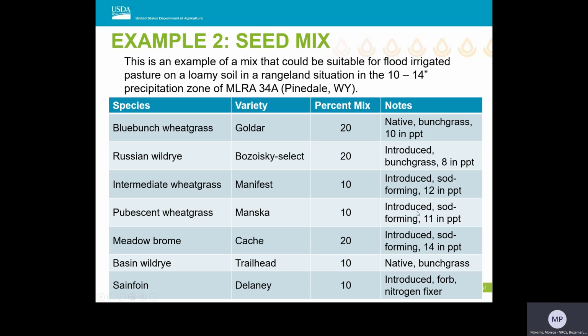And I've also mixed between the bunch grasses and the sod forming grasses, so the growth form again of the plant. With this site, we also included meadow brome, which is a 14-inch precip plant. So we're really on the border of what the natural precipitation range is in the area, but we wanted to test this on site because we are flood irrigating it and because this was a field trial where we wanted to try different species on a site.